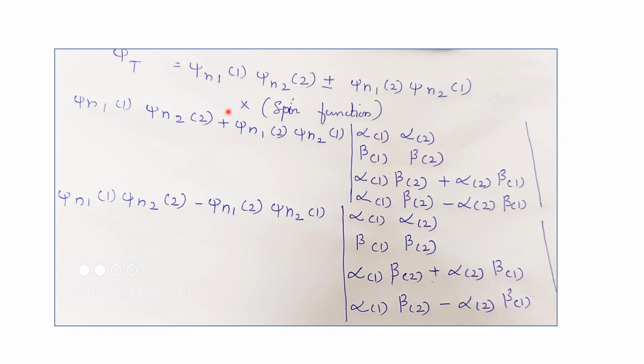This leads to 8 possible combinations. These are psi n11 psi n22 plus psi n12 psi n21 into determinant of alpha 1 alpha 2, beta 1 beta 2, alpha 1 beta 2 plus alpha 2 beta 1, alpha 1 beta 2 minus alpha 2 beta 1, and psi n11 psi n22 minus psi n12 psi n21 into determinant of alpha 1 alpha 2, beta 1 beta 2, alpha 1 beta 2 plus alpha 2 beta 1, alpha 1 beta 2 minus alpha 2 beta 1.